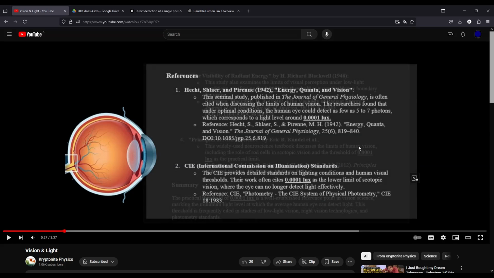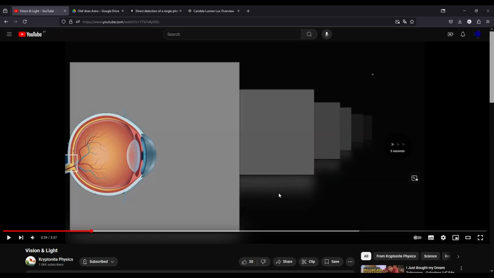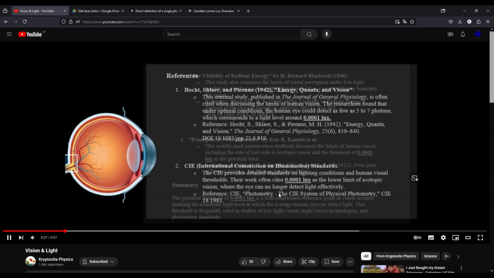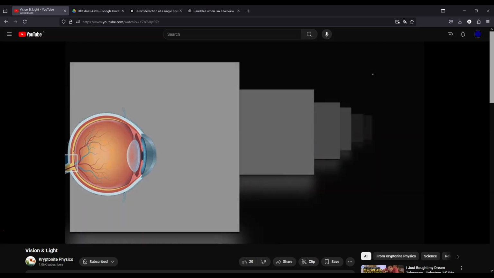Note the citations here that say the human eye could detect as few as 5 to 7 photons, which corresponds to a light level around 10 to the minus 4 lux. It gives the same down here from another paper, and it goes on like that. Here, different kinds of papers that seem to agree with this overall statement. We will turn to all of the paper things later. Let's move on to color.